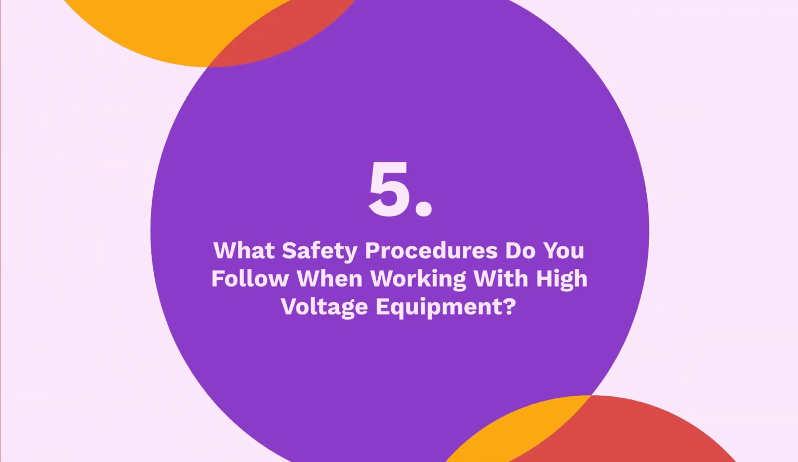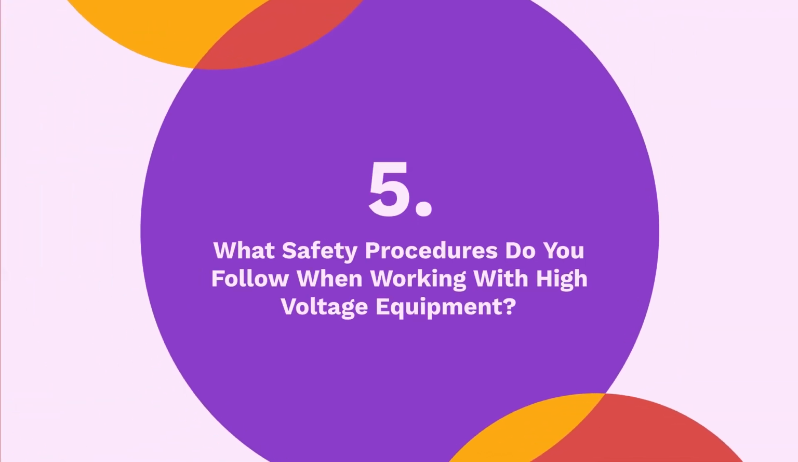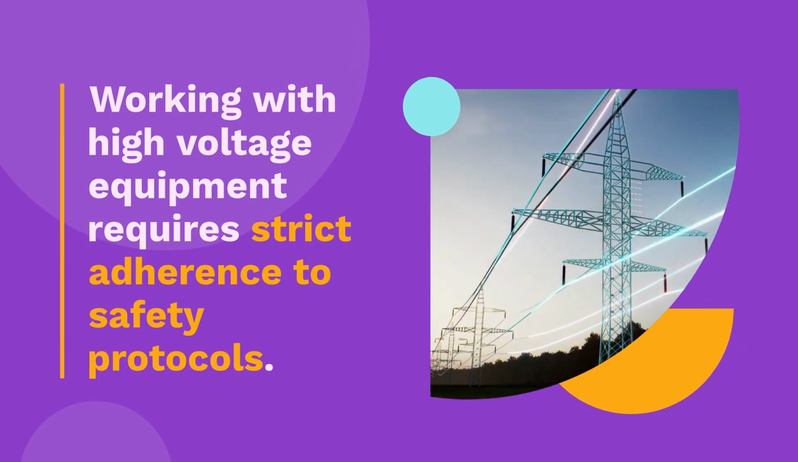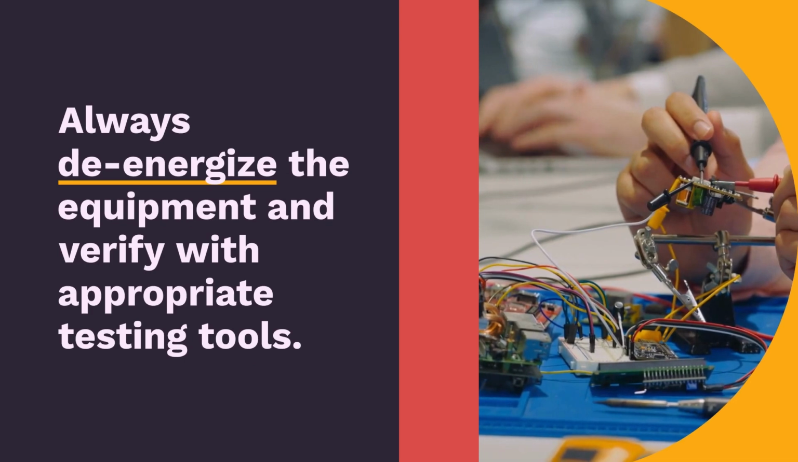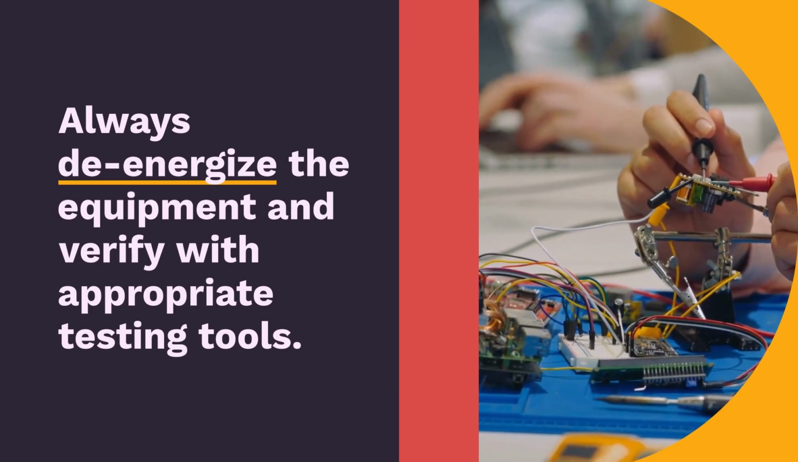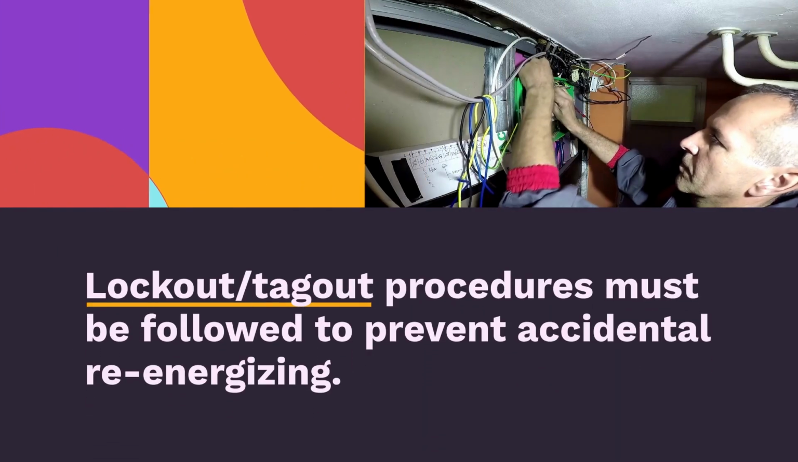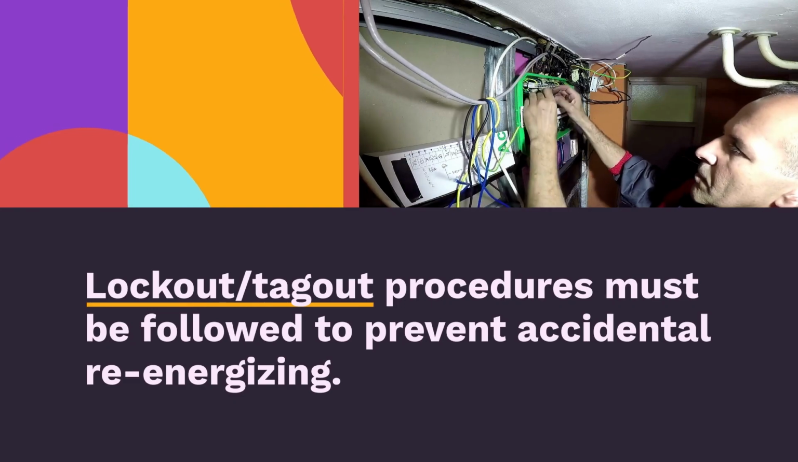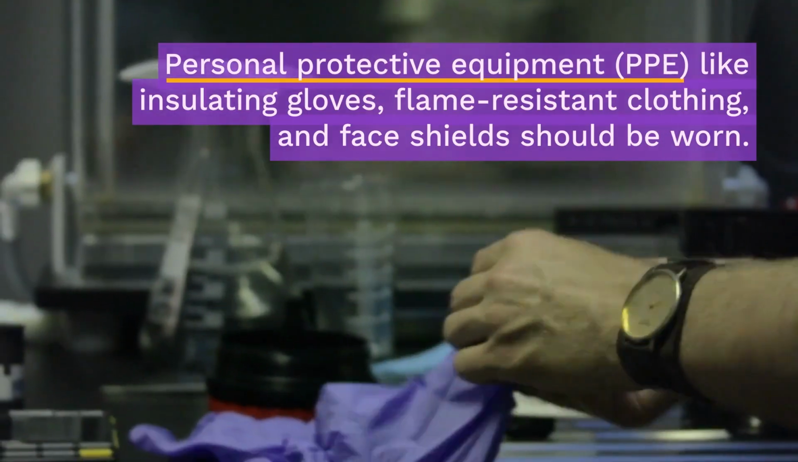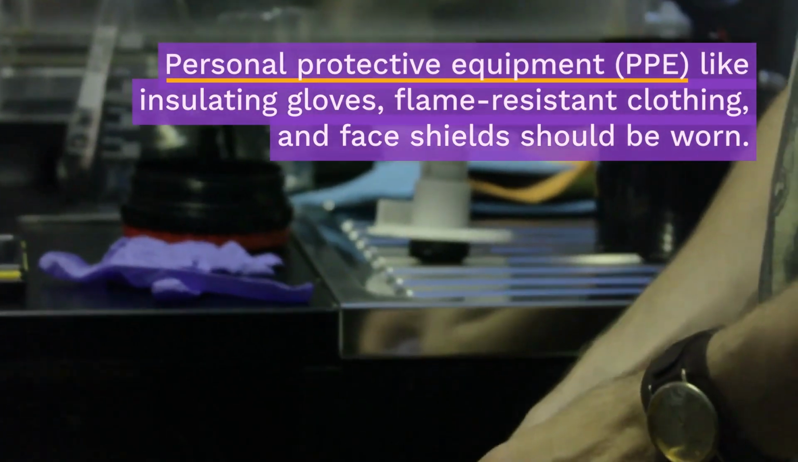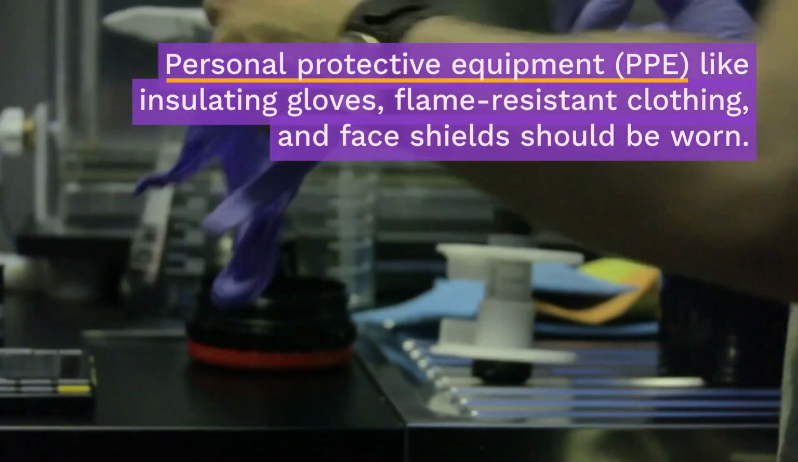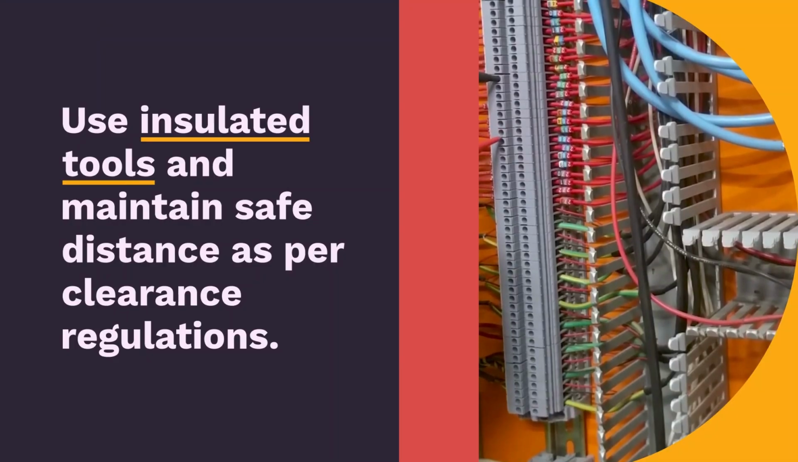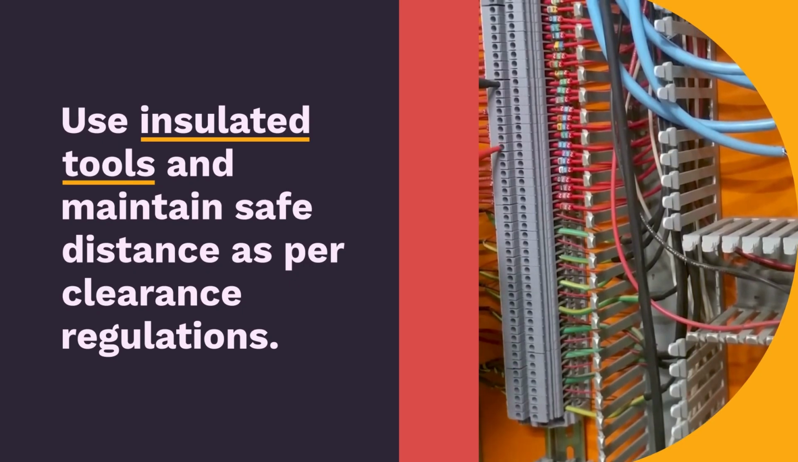5. What safety procedures do you follow when working with high-voltage equipment? Working with high-voltage equipment requires strict adherence to safety protocols. Always de-energize the equipment and verify with appropriate testing tools. Lockout, tagout procedures must be followed to prevent accidental re-energizing. Personal protective equipment, PPE, like insulating gloves, flame-resistant clothing, and face shields should be worn. Use insulated tools and maintain safe distance as per clearance regulations.